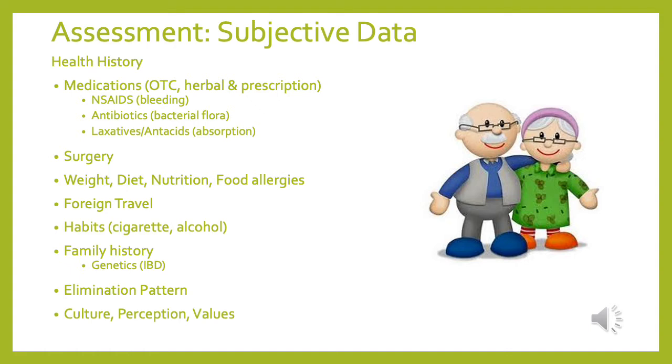Is there a family history with GI issues? And when we talk about inflammatory bowel disease later, we will see that there's a bit of a genetic link there. So that's why this is important to know. You want to know what their normal elimination pattern is. Some people move their bowels 3 times a day, while others move them every 3rd day. So it's important to know the information that they're telling you, if it's within their normal range or not.